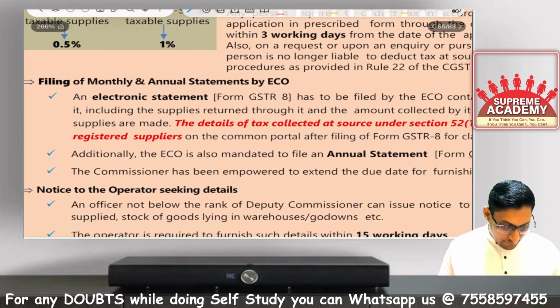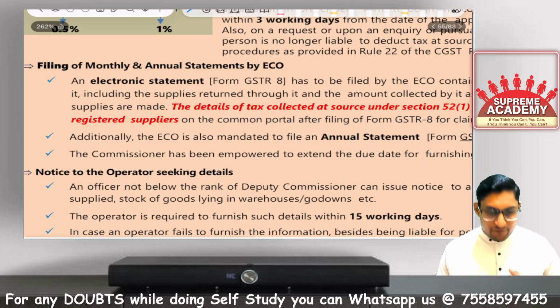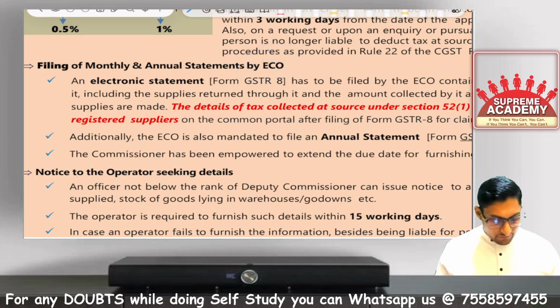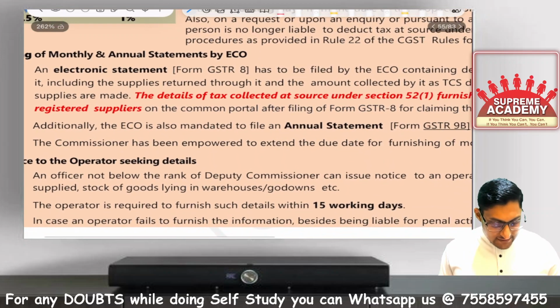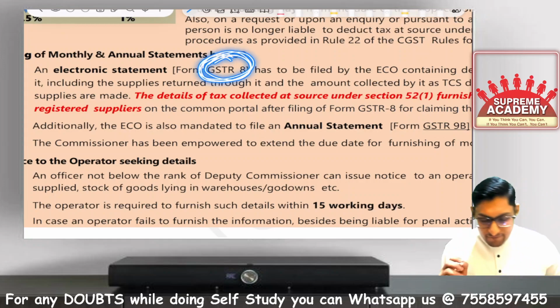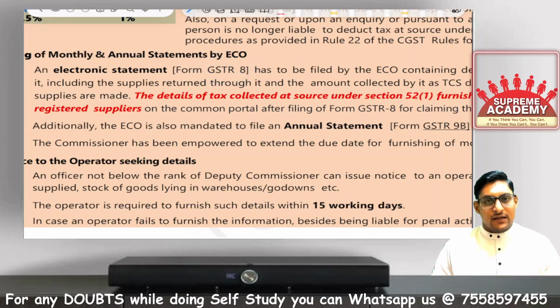Now further, the requirement of filing of monthly and annual statement by the ECO. Under the TCS provision, what are the filing requirements? An electronic statement under form GSTR 8 should be filed by the ECO. The ECO is going to file GSTR 8.